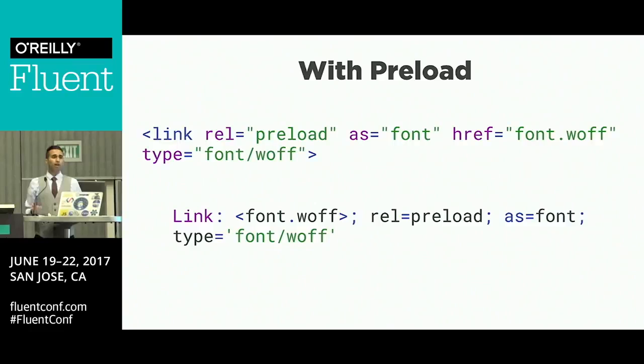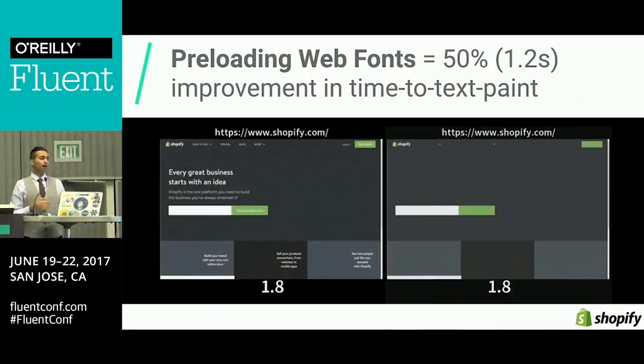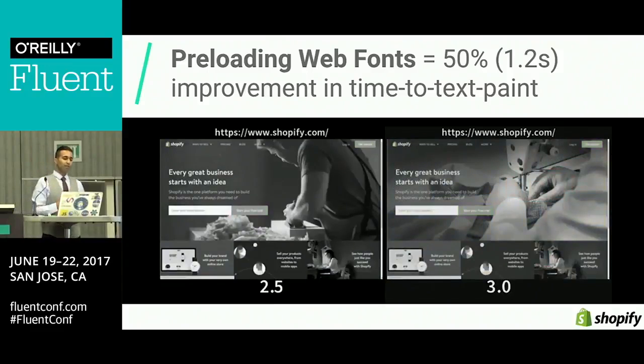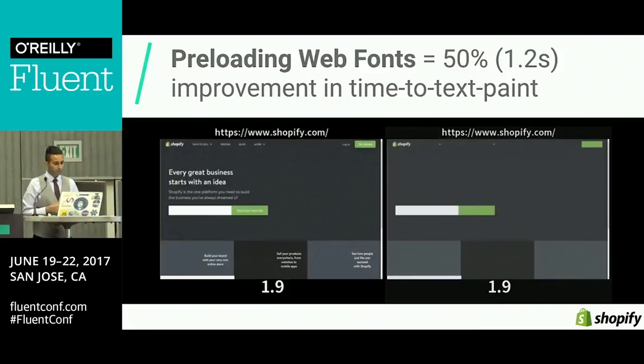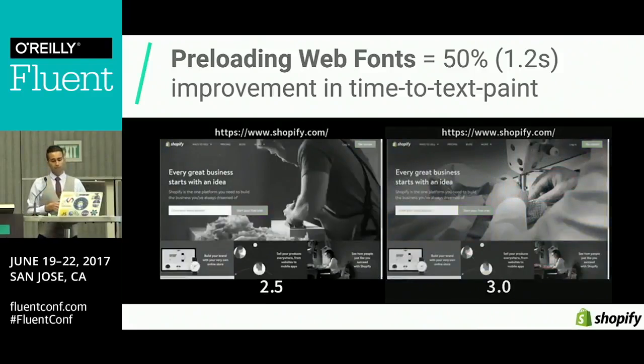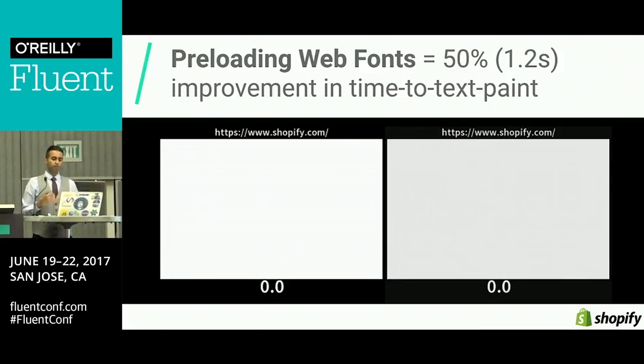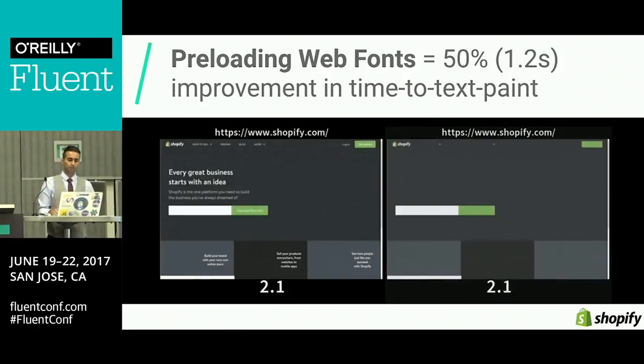I was actually quite surprised digging into the HTTP Archive to discover that most of the sites that are adopting support for link rel preload are using it to preload their web fonts. This led me to discover that Shopify were preloading web fonts, and this led to a 50% improvement in their time to text paint. One of the benefits that this also had for Shopify was that it completely removed their flash of invisible text.